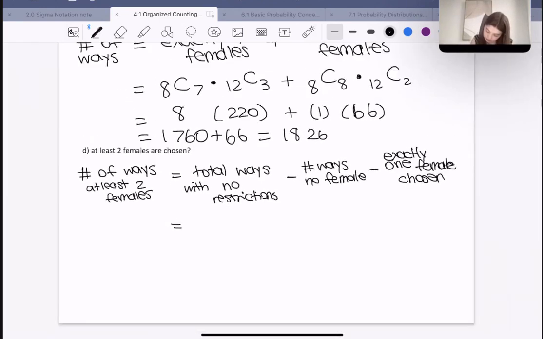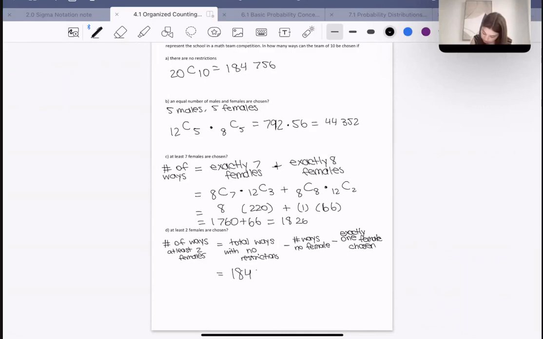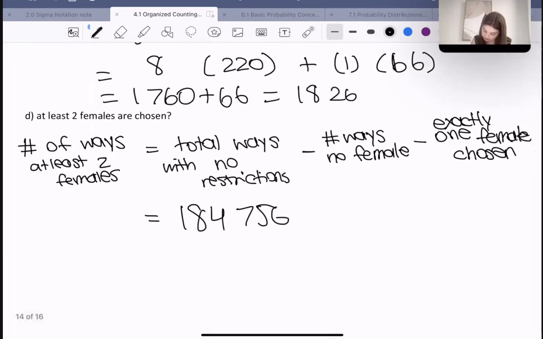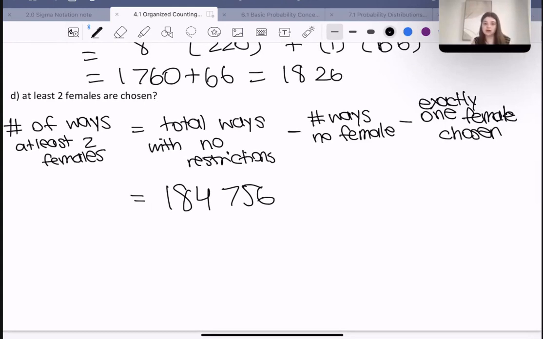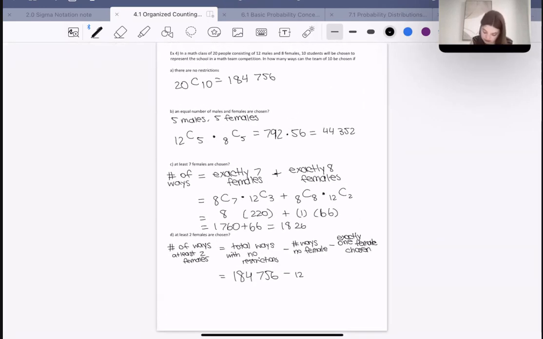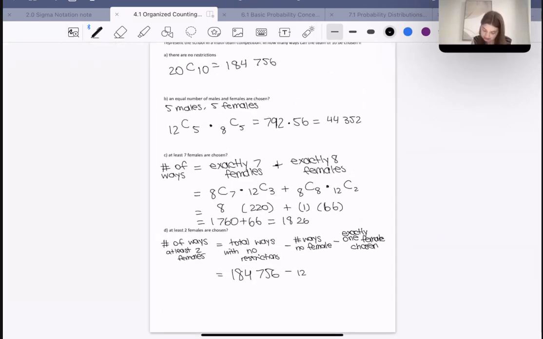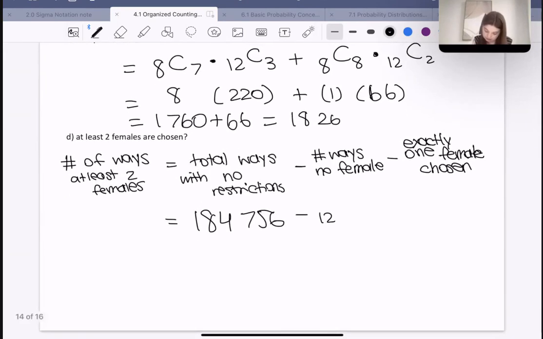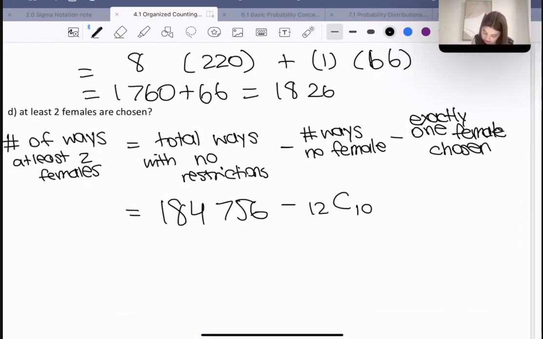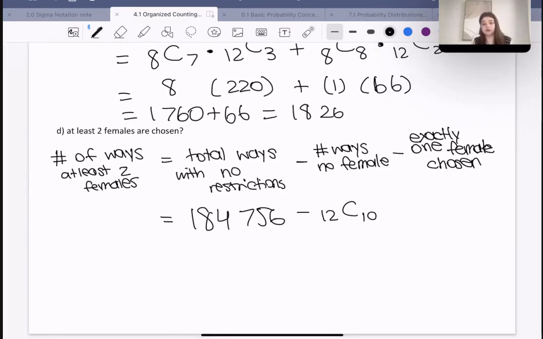So total number of ways with no restrictions, that was 184,756. So I'm just going to copy that from up there. Then how many ways are there for no females to be chosen? Well, that would mean an all male team. There are 12 males, and we're going to choose 10 of those males to be on the team. Or wait, how many people were on the team? Yes, 10 people are on this team. Good. So it's going to be 12 choose 10 in this case because we're only choosing males, we're not choosing females. And then we're going to subtract again.